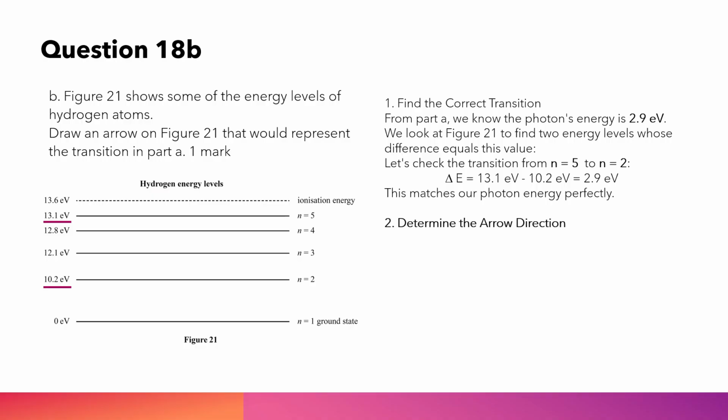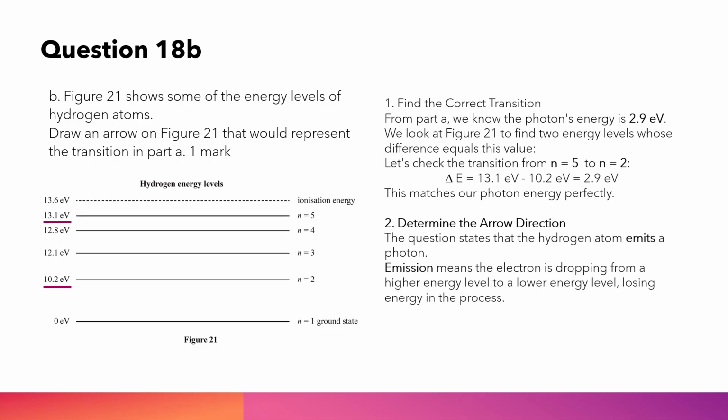Two, determine the arrow direction. The question states that the hydrogen atom emits a photon. Emission means the electron is dropping from a higher energy level to a lower energy level, losing energy in the process. Therefore, the arrow must point downward.